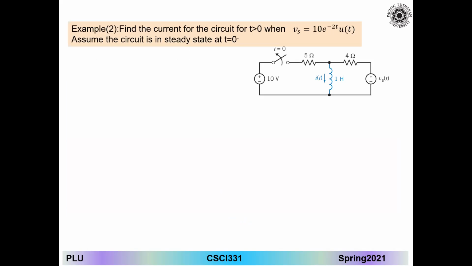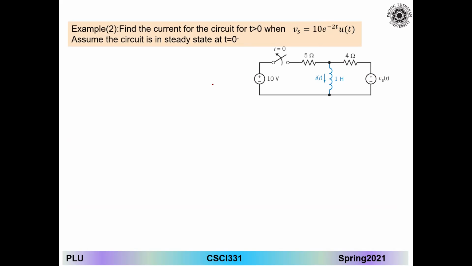Let's see how we implement this example and how we solve our circuit when we have our source Vs here, which is an exponential part times U of t. U of t in this case just means we include only positive time, so my Vs is defined for t larger than or equal to 0. Another thing: at t equals infinity, this exponential term will vanish, so this will be 0.